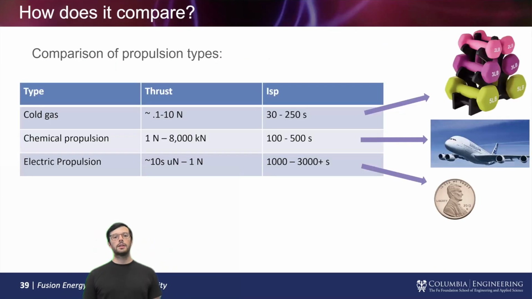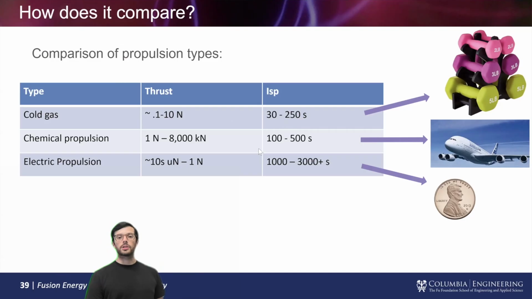So how does it compare? We talked about this measure of ISP, which is specific impulse, so that's your gas mileage, and that's the biggest positive for electric propulsion. A cold gas thruster, which is Wally's fire extinguisher, has an ISP of 30 to 250 seconds. Don't worry about seconds, that's just the unit of ISP. So that's the weight of a dumbbell, of my laptop, something that we could kind of carry around. So it's a decent amount of force, but not a ton.